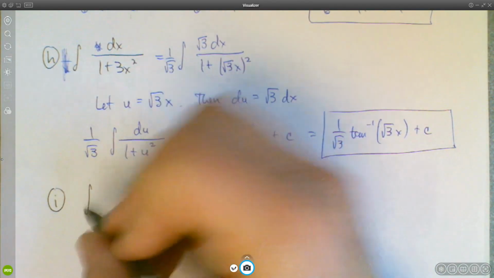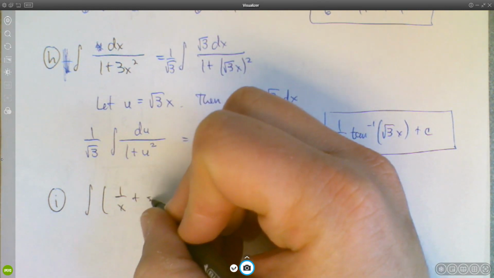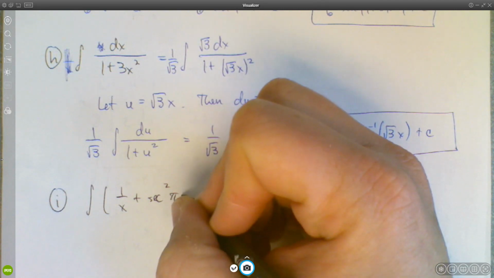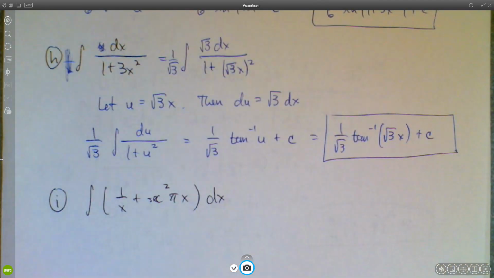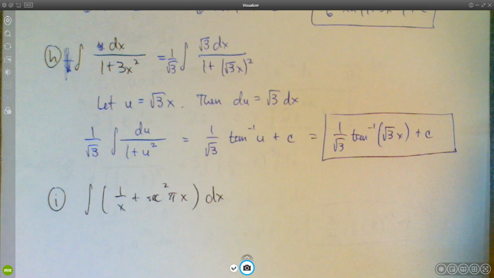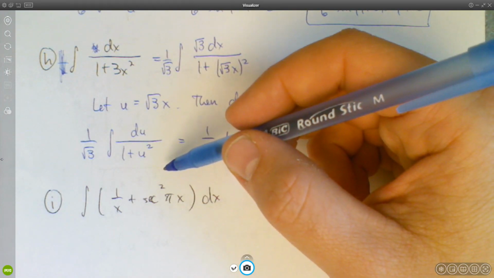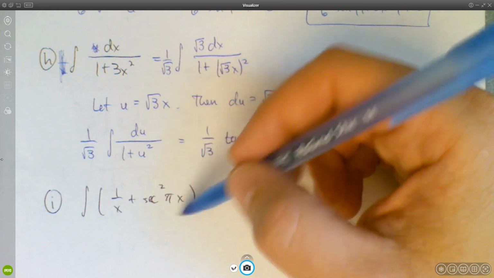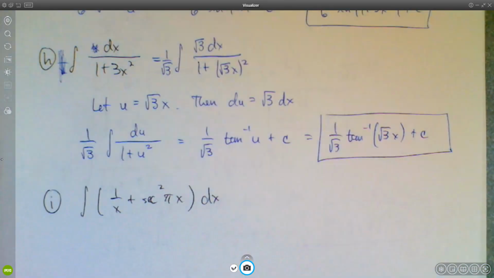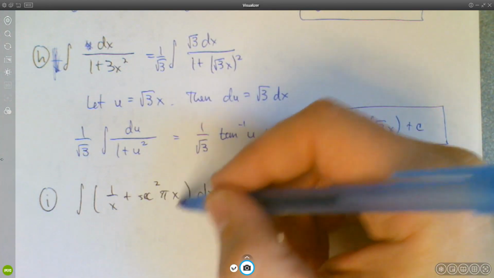Here's another one. Let's do the integral of 1 over x plus secant squared pi x dx. Okay, well, antiderivative of 1 over x is not a problem. That's just ln of x. Antiderivative of secant squared x isn't a problem. That would just be tangent x. But secant squared pi x, well, we don't really know, right? So that tells me that maybe I should let u equal pi x.